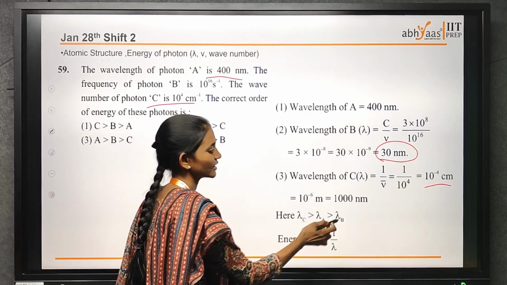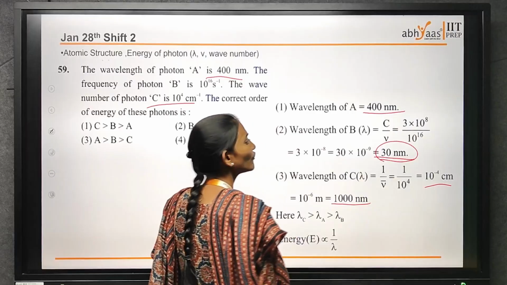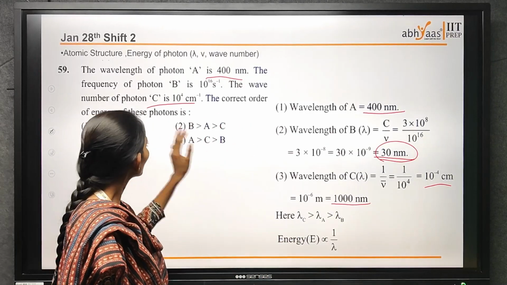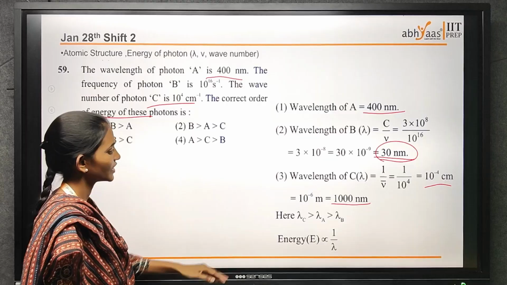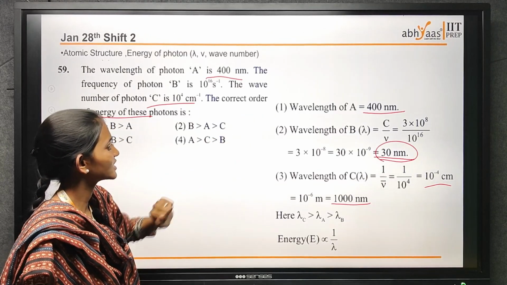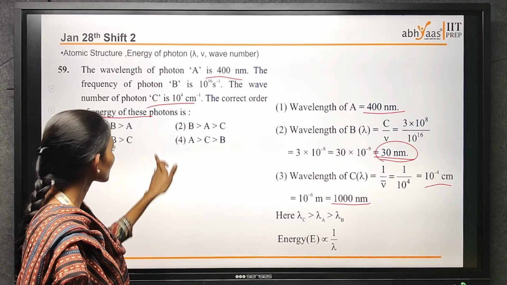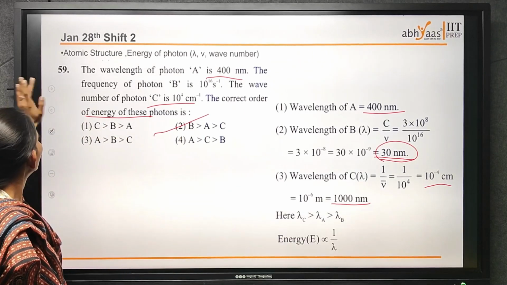Upon doing the calculation, here you are getting 1000 nanometers, here you are getting 30, here you are getting 400 nanometers. Upon this, arrange the order of these wavelengths. C has the most, then A, then B. So your option will be 2, right? Moving on to the next question.